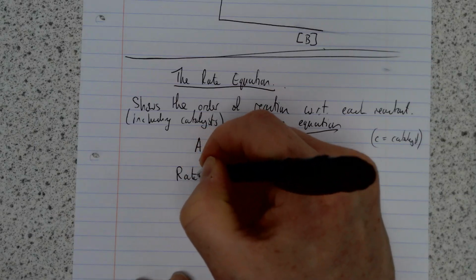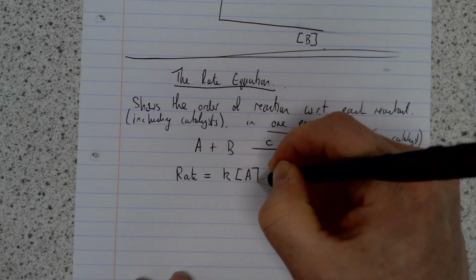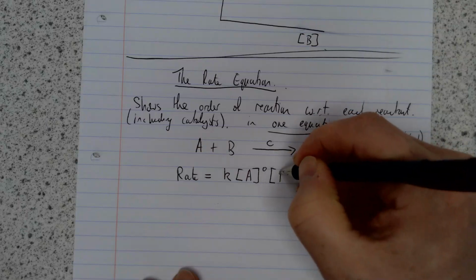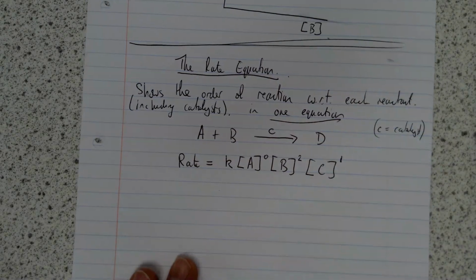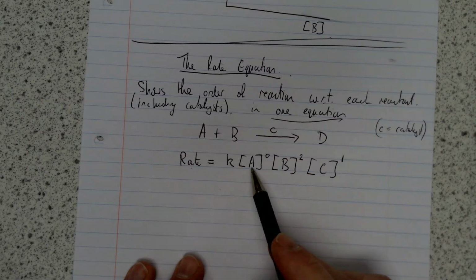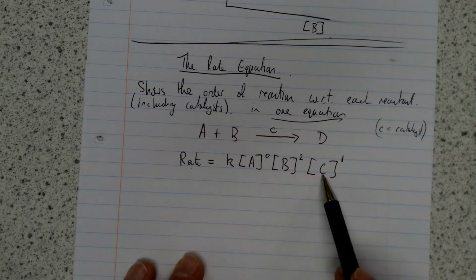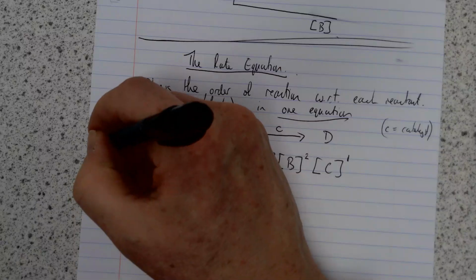So rate is equal to k times A to the power of 0, let's say, B to the power of 2, and let's say the catalyst to the power of 1, just for argument's sake. Okay. And so we can work out what the rate equation is experimentally. So rate is proportional to A to the power 0, rate is proportional to B squared, and rate is proportional to the concentration of C. And I just want to check that you're comfortable with this maths. I'm not going to talk you through it, but you're comfortable with this kind of maths.